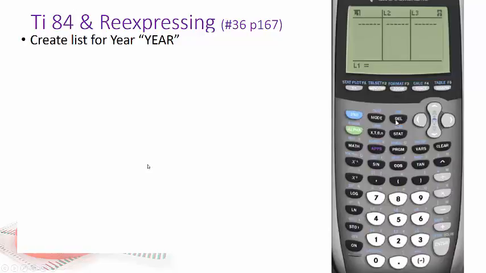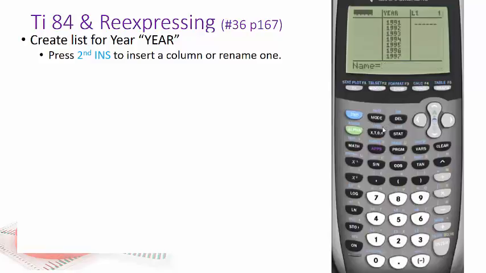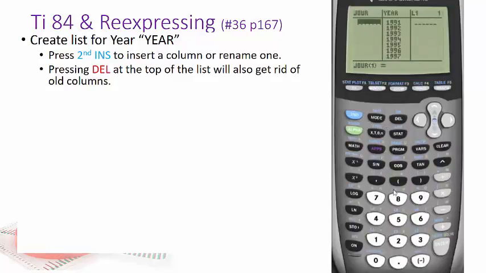I'm looking at problem 37.6 on page 167, and I'm creating a list for year and also journals. One thing when you're creating the list, if you want to put a new one, you press second insert to insert a column or rename one. You can also press delete when you're at the top there for those column names, and the entire list should go away if it's not L1 or L2.